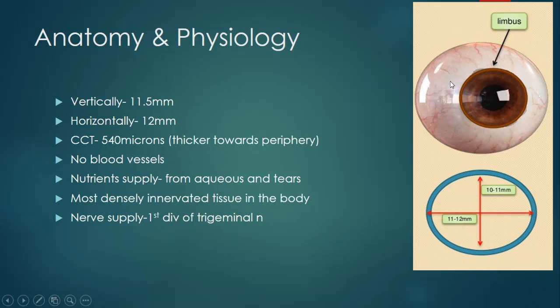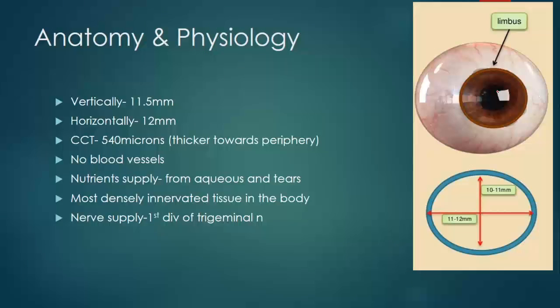So what you see here is the front portion of the eyeball, and here is the cornea, a transparent cornea, and sclera. This junction, that is the corneoscleral junction, is known as the limbus. If you see from front, the cornea is almost round, but actually it is horizontally elliptical, or a horizontal ovoid, in which the horizontal diameter is more than the vertical diameter. So horizontally it will be about 12 mm, ranging from 11 to 13 mm, and vertically the average is about 11.5 mm, ranging from 10 to 12 mm.